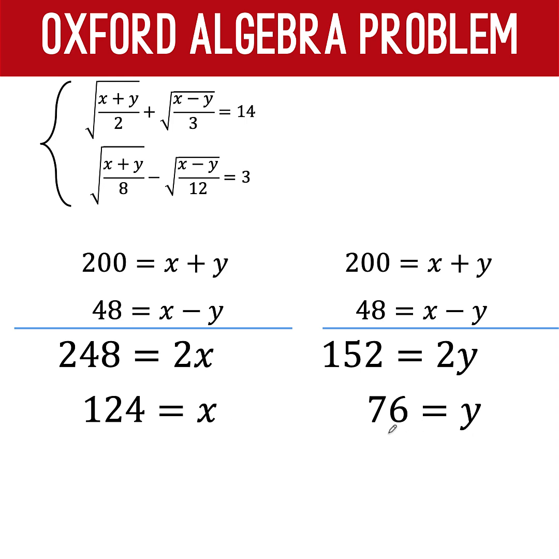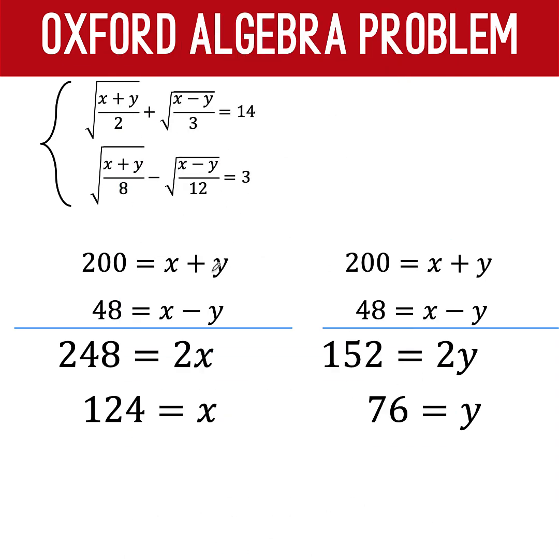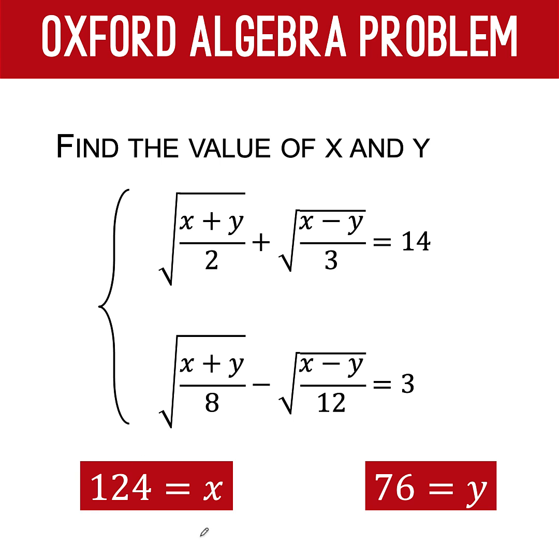To check if our answer is correct, let's substitute 124 for x and 76 for y, and using the Desmos graphing calculator, it's verified that the first equation is indeed equal to 14 when these values for x and y are substituted into the given equation. Similarly, we verified that the second equation is correct. The difference of these two radical expressions is 3 when x is 124 and y is 76. And so we are now confident that our final answer, x equals 124 and y equals 76, are the solutions to this system of radical equations.